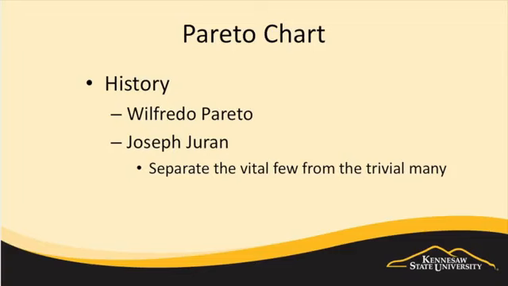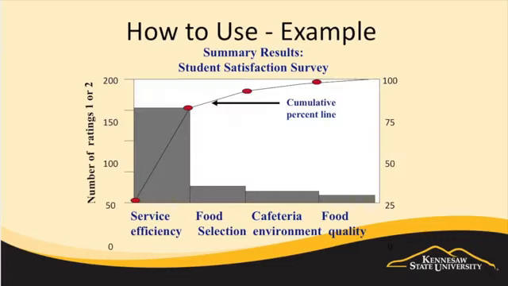This concept was adapted for quality by Joseph Juran. He said that 80% of defects come from 20% of the causes. Juran recognized that most problems have many root causes. He said that a Pareto chart will help us to separate the vital few from the trivial many.